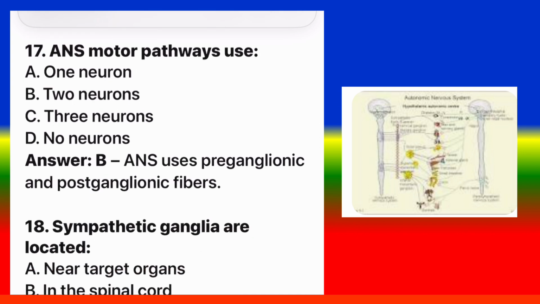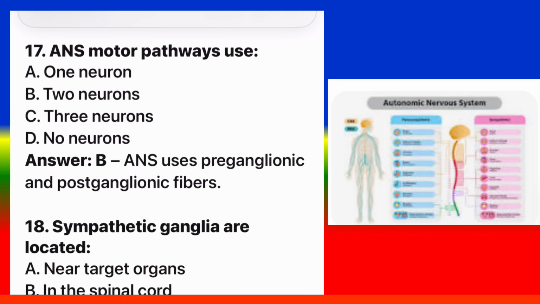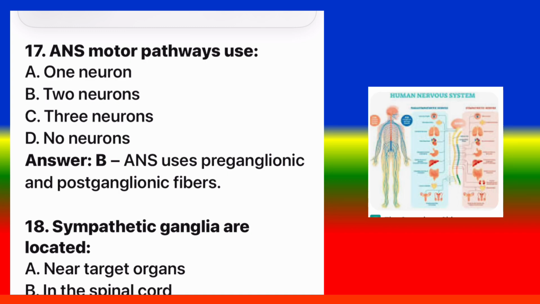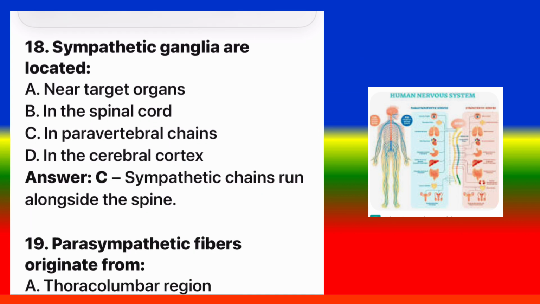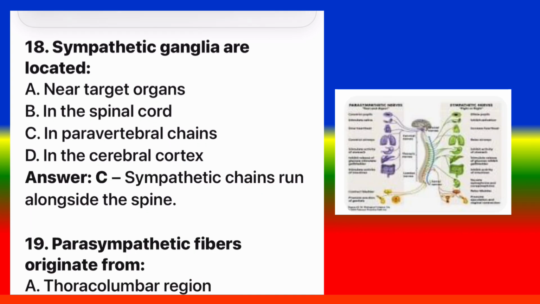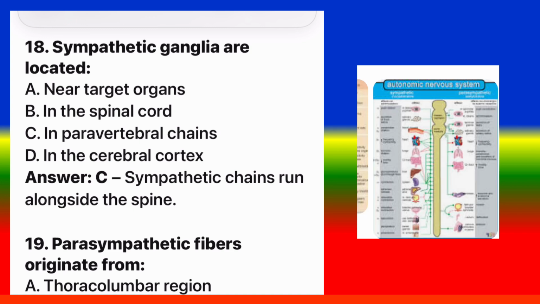17. ANS motor pathways use A, 1 neuron, B, 2 neurons, C, 3 neurons, D, no neurons. Answer B, ANS uses preganglionic and postganglionic fibers. 18. Sympathetic ganglia are located A, near target organs, B, in the spinal cord, C, in paravertebral chains, D, in the cerebral cortex. Answer C, sympathetic chains run alongside the spine.